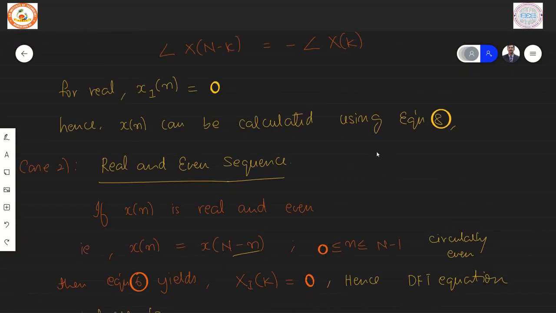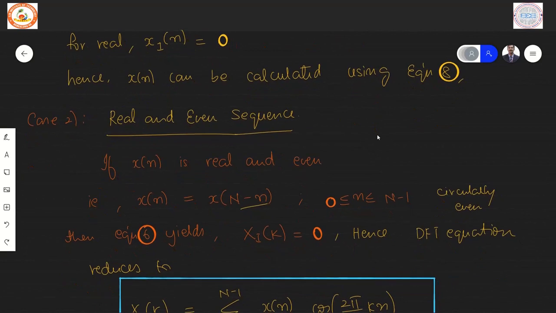For a sequence which is real and even, x of n is considered to be real and even. x of n is equal to x of capital N minus n as per the definition. That's the definition of circularly even. Then equation number 6 says that xi of k is equal to 0. This is primarily because it is real and even.